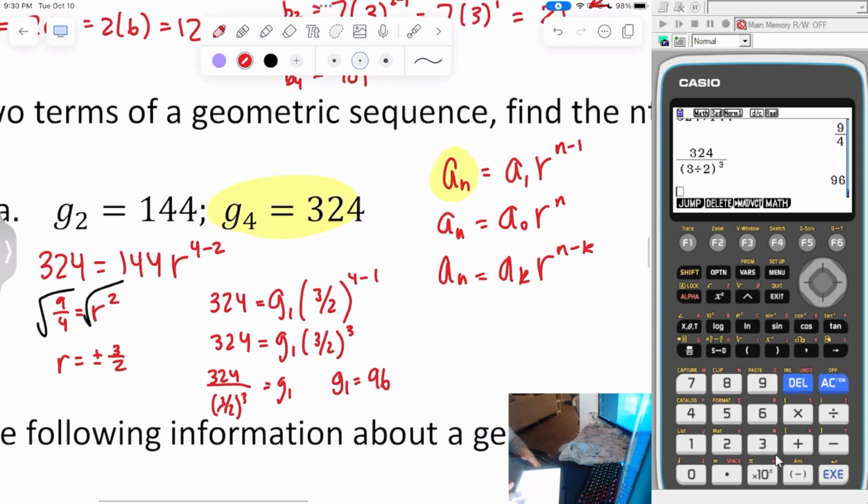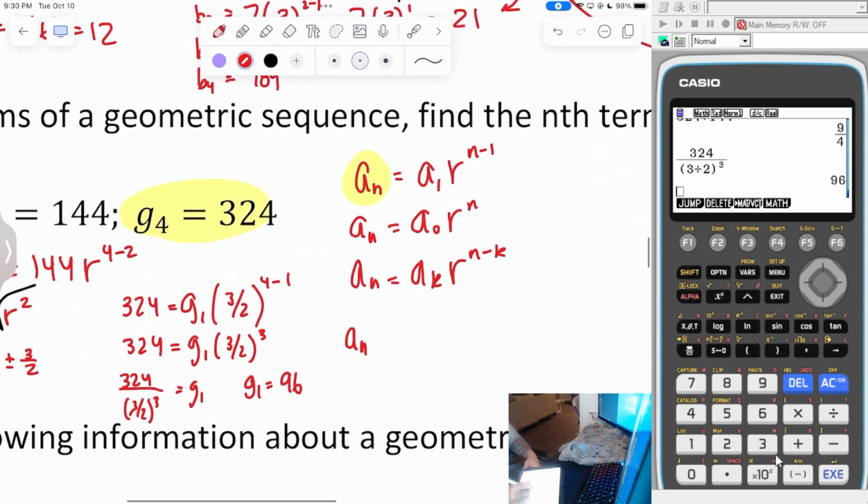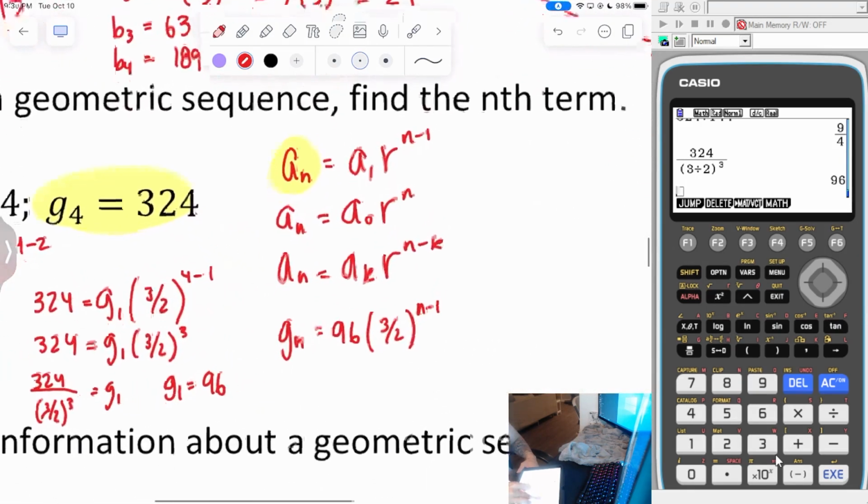And now I'm going to rewrite the first equation, plugging in the first number of my sequence. So I'll say a sub n now for any given number of my sequence that I want is equal to, it's not a sub n, let's do g sub n. G sub n is equal to 96 times r, which was 3 halves, to the power of n minus 1. So there's one equation that describes the nth term.